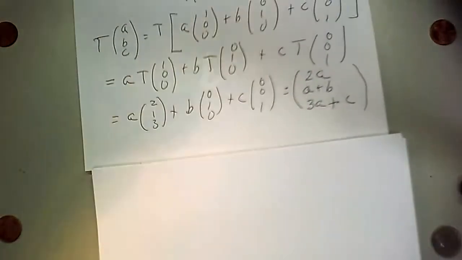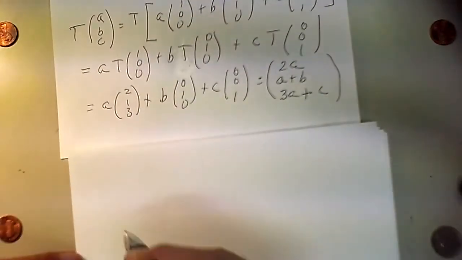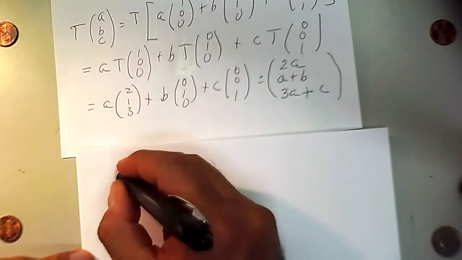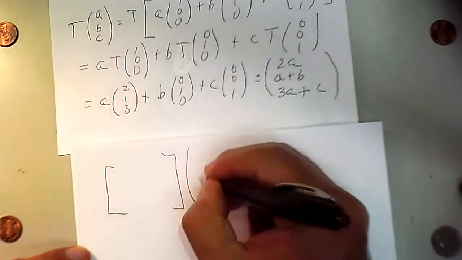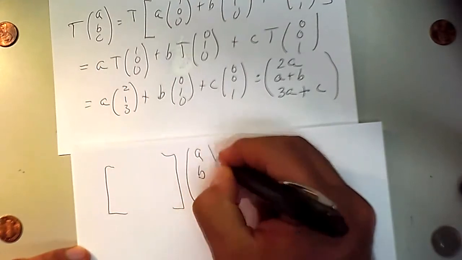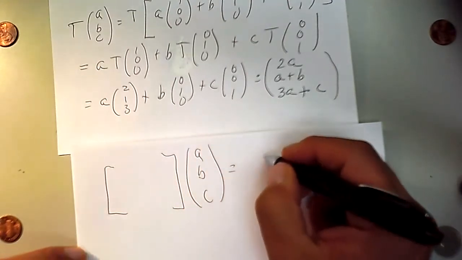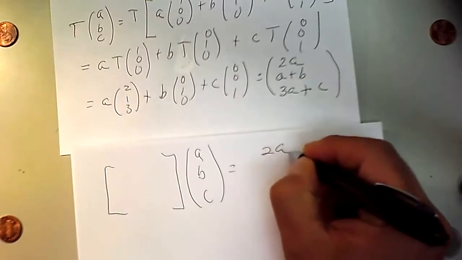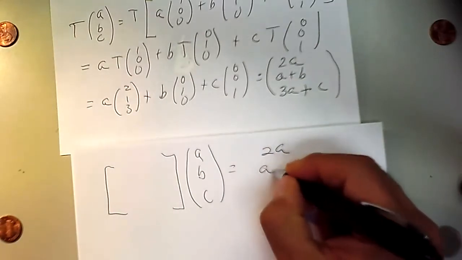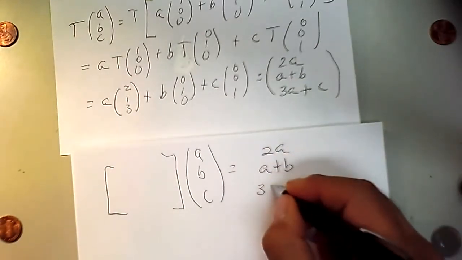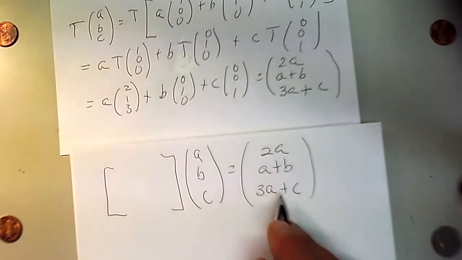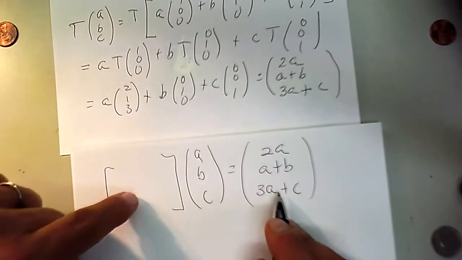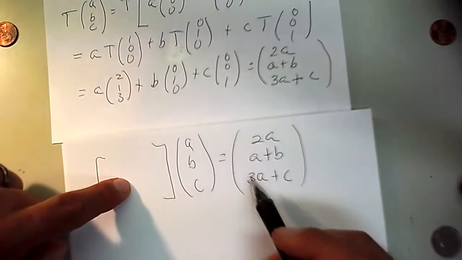So we want to find a matrix A, a 3 by 3 matrix, so that when we multiply with A, B, C, we end up with 2A, A plus B, 3A plus C. Once we have this, then it's easier to figure out what this matrix will be.